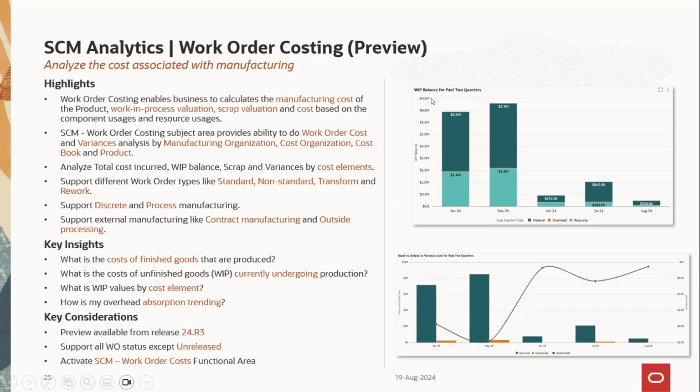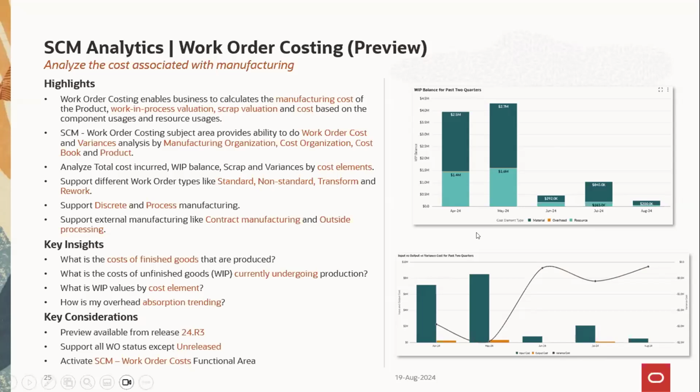This subject area supports different work order cost types like standard, non-standard, transform, and rework. And also we support discrete manufacturing and process manufacturing as part of this subject area. And also different external manufacturing processes like contract manufacturing and outside processing are also supported in this subject area.